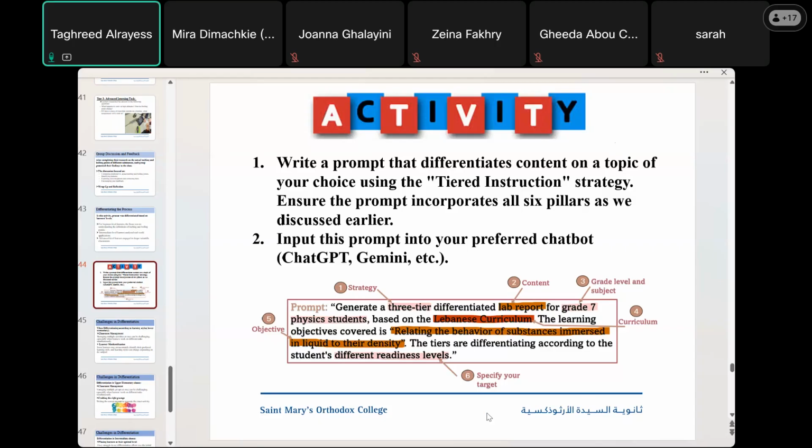And so the chat gave me three tiers. It divided the first tier for visual learners, the second tier for auditory and kinesthetic, and the third one for logical and mathematical learners. And then it gave me the materials and the lesson, dividing it into introduction, development, and conclusion. I didn't have time to read the full lesson, but it seems nice. Did you find it useful?